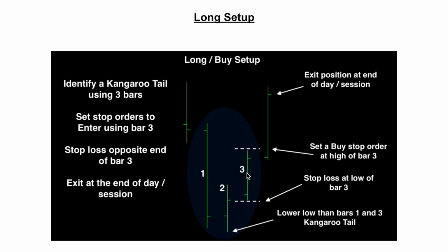Once this bar is complete, we can see that we have got the kangaroo tail and it's time to place our orders. So what we do is, looking here, we set a buy stop order at the high of bar 3. The market opens here, and if it rallies, like it has done here, then it gets us into the trade. It buys into the trade when price breaks above the high of this previous bar. Once that happens, and we're in the trade, we exit the position at the end of the day or end of the session. And of course, the opposite would be for short trades. We would be putting the stop order at the low of bar 3.